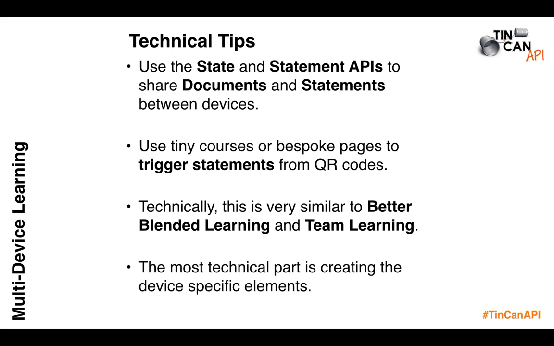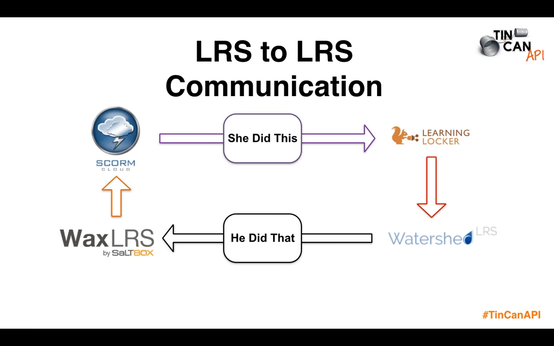Technical tips: you can use the state and document APIs. You can include either tiny e-learning courses or bespoke pages to trigger statements from QR codes. As I said, this is very, very similar to the Better Blended Learning and Team Learning examples that we've already talked about. Technically similar, but the outcome, the use case, is something new and something interesting. Next up, LRS to LRS communication.